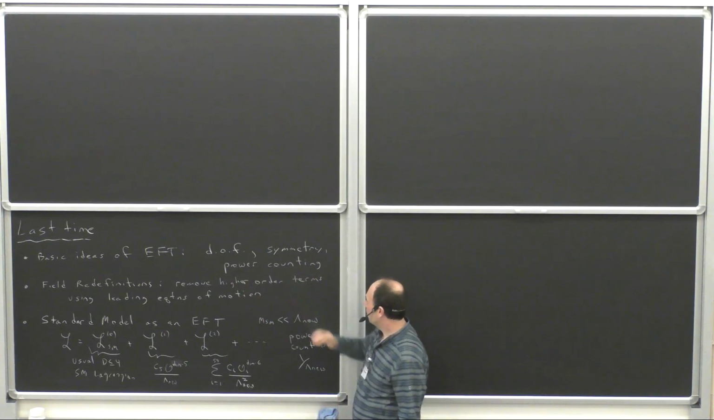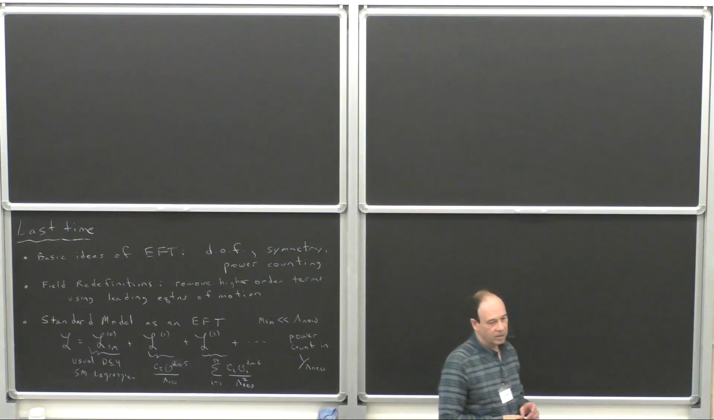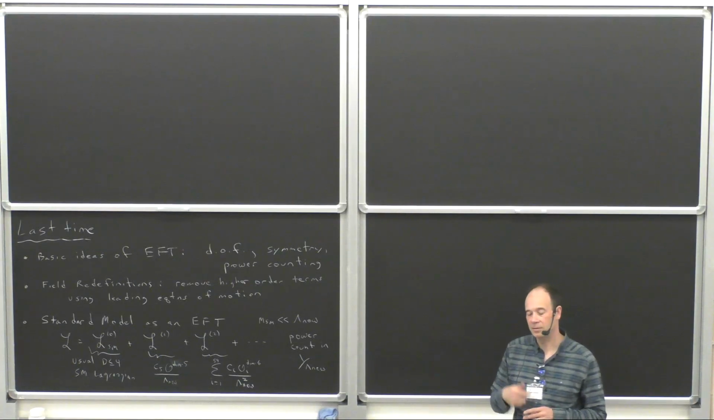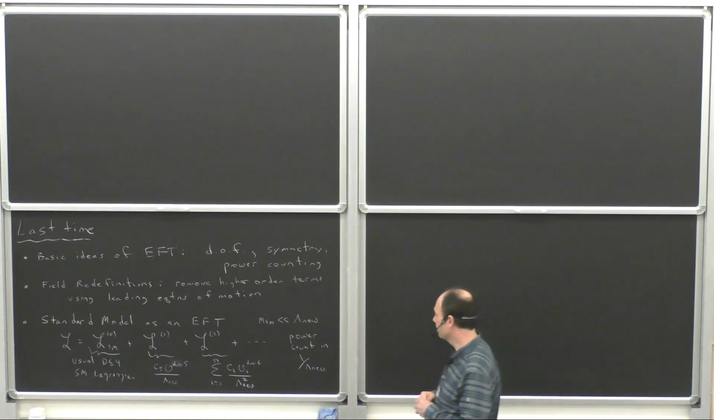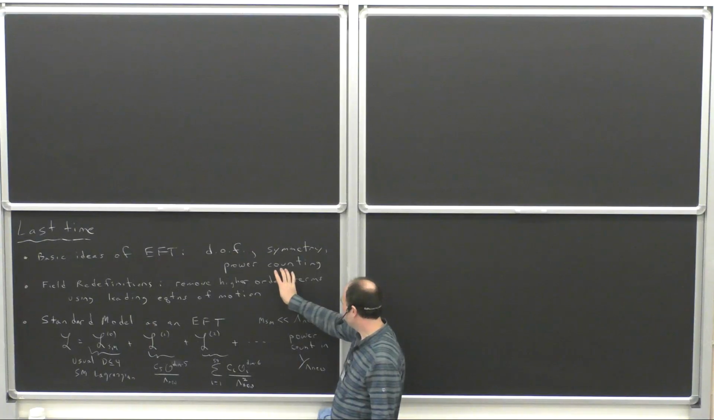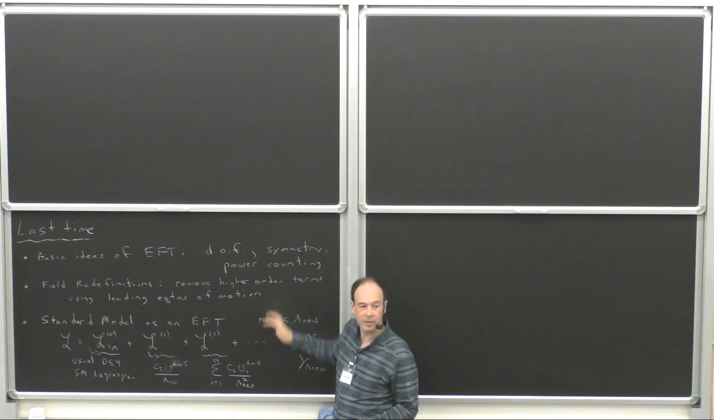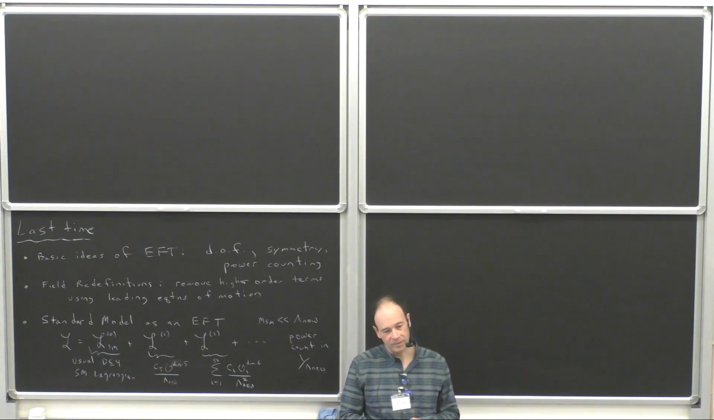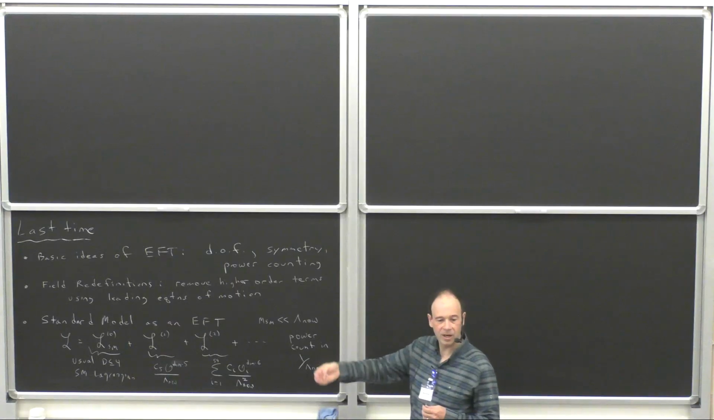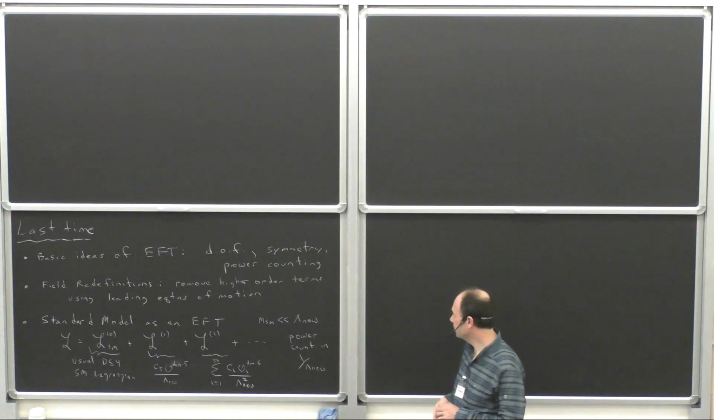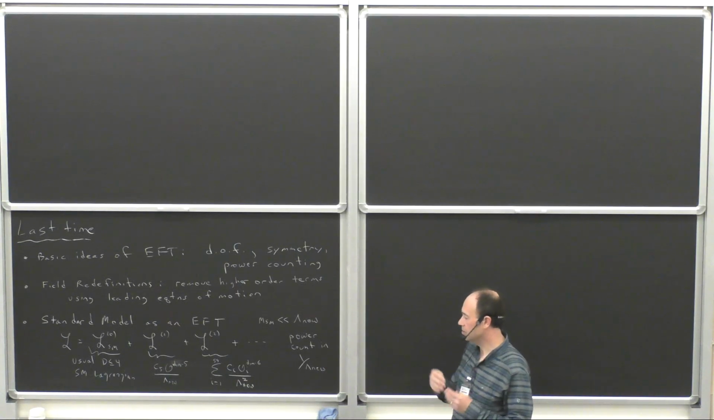Then we talked also, in the context of power counting, about the fact that many times in a Lorentz invariant context, the power counting is simply given by the operator dimension. And so that's very simple. We just look for higher dimension operators, and we know that they're subleading to the operators of lowest dimension. The operators of lowest dimension are going to dominate the dynamics.